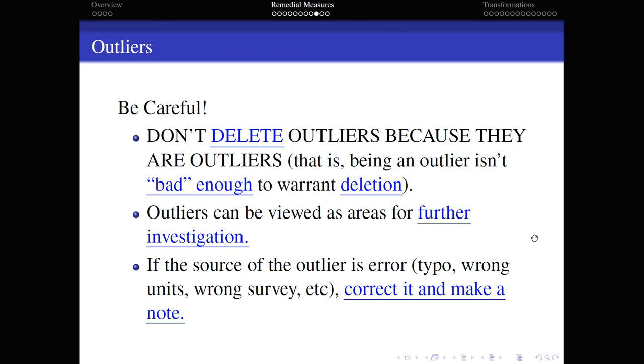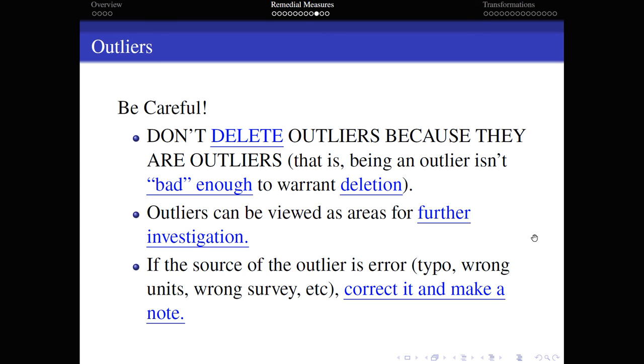Now, I mentioned that we don't just delete outliers, but it's important to note that if I'm investigating the outlier and it turns out that the data was simply mistyped, so somebody fat fingered the number in there, or the data was on a different scale than everything else, or any of these systematic issues, it is absolutely acceptable to correct it and simply make a note that there was a correction.